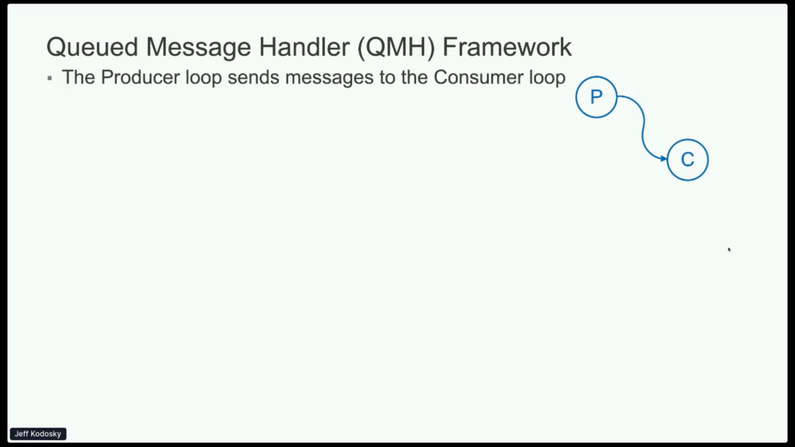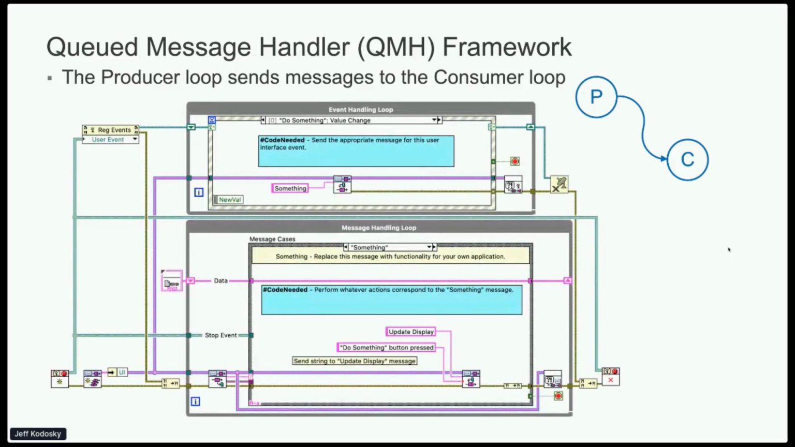One of the earliest frameworks is the queued message handler, which is basically a concurrent producer-consumer application pattern. The producer is a loop, typically with an event structure, which sends messages to the consumer, or message handling loop, which is where the principal functions of the application are located. So why is this a framework? Well, it's implemented using references that have to be initialized, passed to each loop, and cleaned up afterwards. And using references is more complicated than typical data flow.